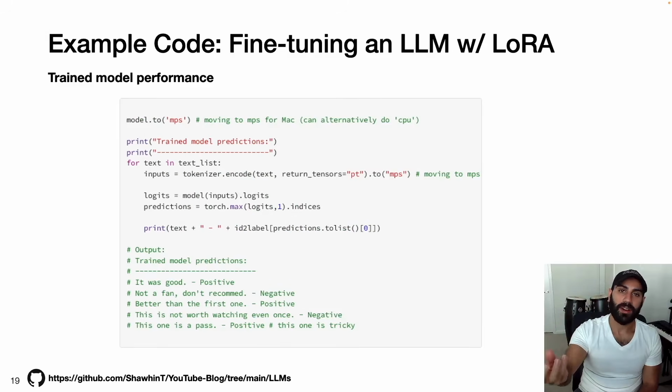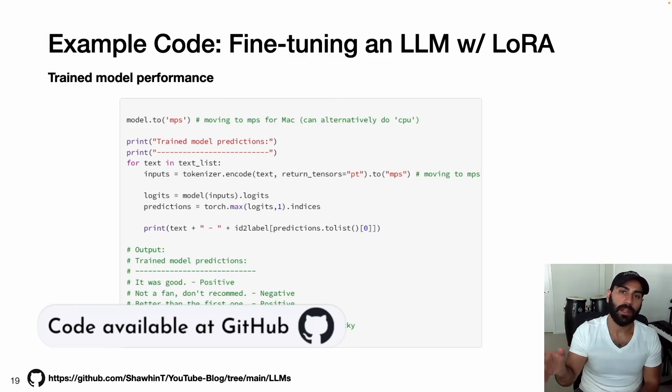Now that we have our fine-tuned model in hand, we can evaluate its performance on those same 5 examples that we evaluated before fine-tuning. Basically, same code copy-pasted, but here's the different output. The text "it was good" is now correctly being classified as positive. "Not a fan, don't recommend" is correctly classified as negative. "Better than the first one" is correctly classified as positive. And then "this is not worth watching even one" is correctly classified as negative. And then "this one is a pass" is classified as positive, but this one's a little tricky. Even though we don't get perfect performance on these 5 baby examples, we do see that the model is performing a little bit better.